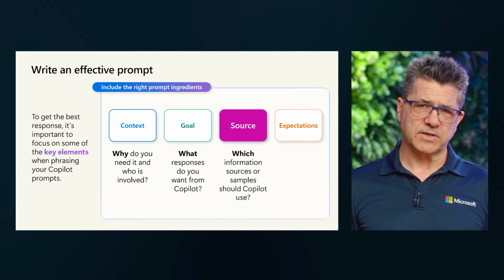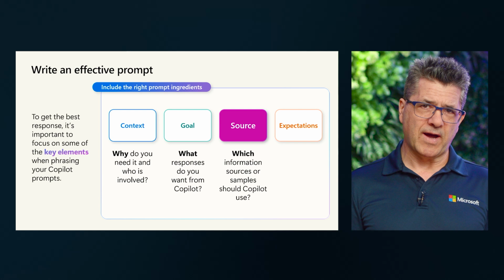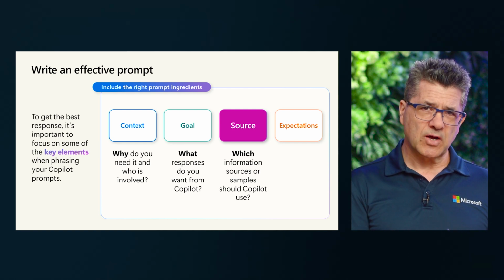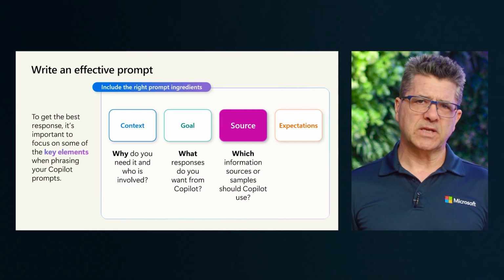And the next one is the source. I did say use the PMI to be able to provide that. Why? Because this information, I have the sample, could be a website that I want to use. It could also be a document that I want to be able to refer to. So get the context, get the goal, get the source, and then the expectation.